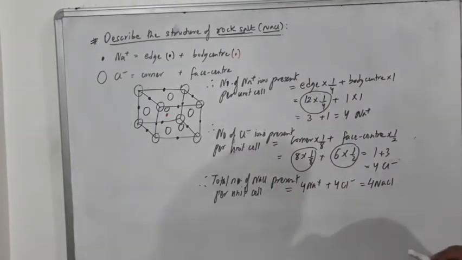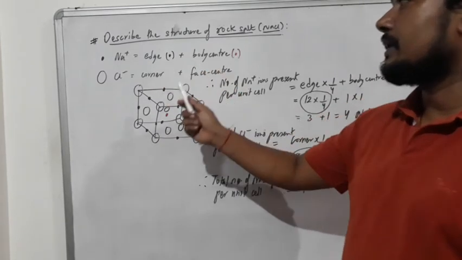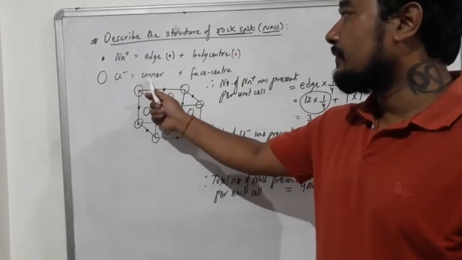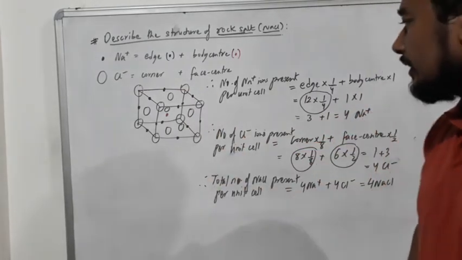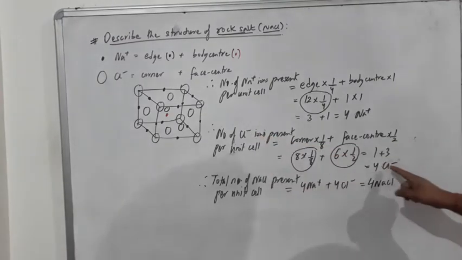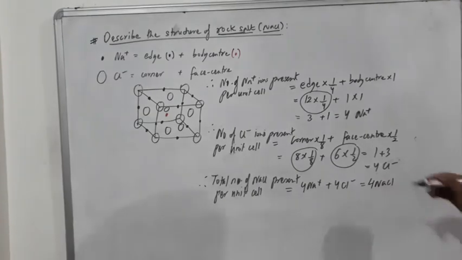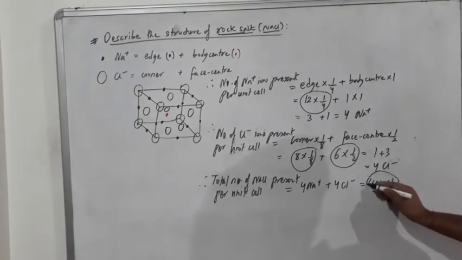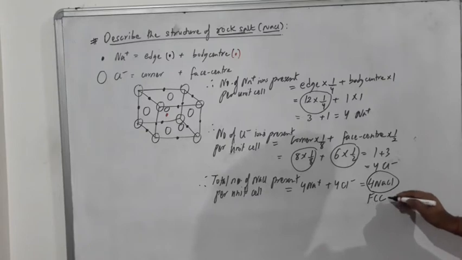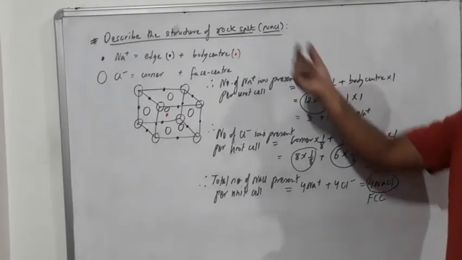So do remember, students, the location of sodium in the structure of rock salt is in the edges and body center, whereas chloride is present in the corners and faces. So if you calculate, the number of sodium ions per unit cell will come 4, the number of chloride ions per unit cell will also come 4, and the total number of NaCl per unit cell will come 4. And since the total number of NaCl per unit cell is 4, it means it has an FCC structure, because 1 means primitive cubic unit cell, 2 means body centered, and 4 means face centered. So what kind of unit cell does rock salt have? The answer is FCC.